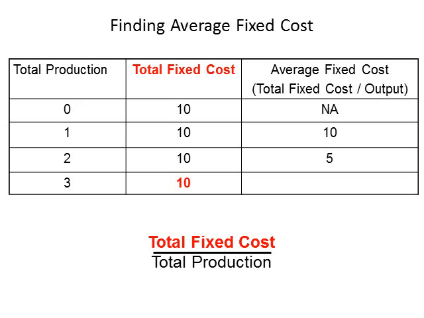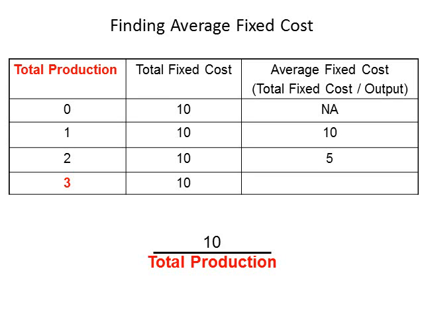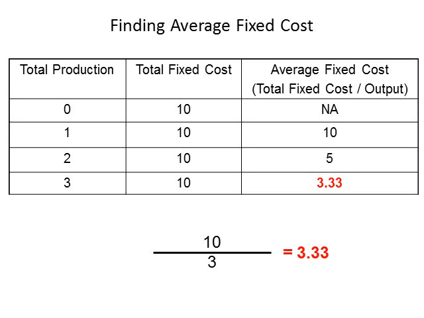Next, locate the total fixed cost on the table and in the formula. Notice that the fourth row of numbers, the total fixed cost column, has 10 in it. Next, substitute in 10 for the total fixed cost in the formula. Locate the production for the good on the table and in the formula. Notice that in the fourth row of numbers, total production is 3. Next, replace total production in the formula with 3. Divide 10 by 3, which is equal to 3.33, rounded off to 2 digits. Next, place 3.33 into the fourth row of numbers.